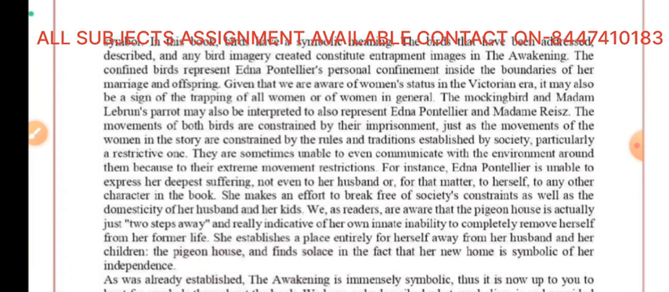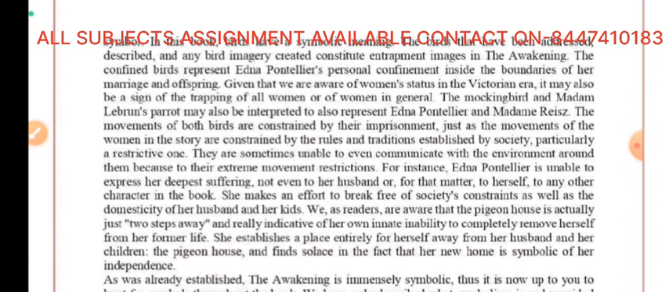She makes an effort to break free of society's constraints as well as the domesticity of her husband and her kids. We as readers are aware that the pigeon house is actually just two steps away and really indicative of her own innate inability to completely remove herself from her former life.